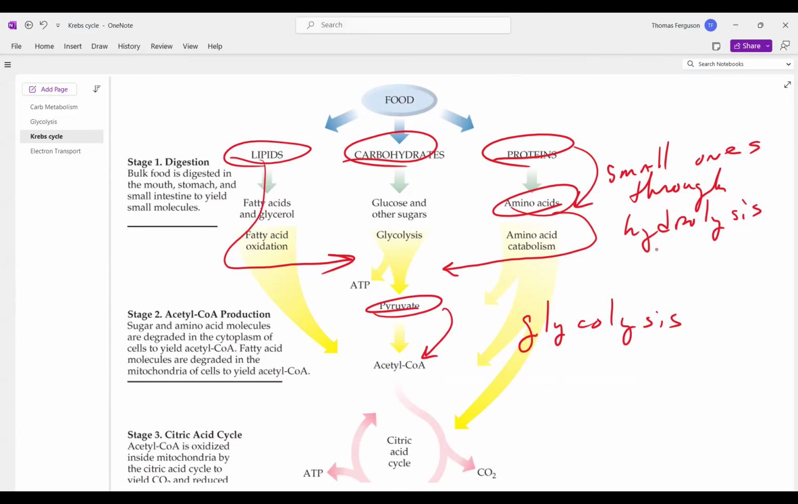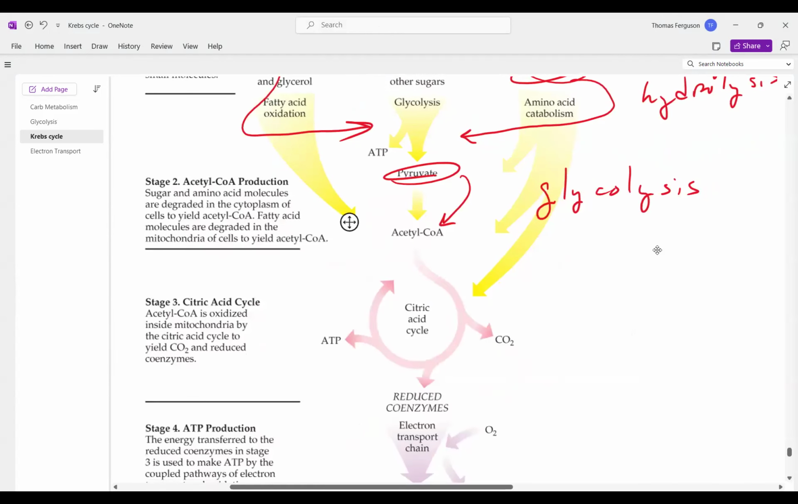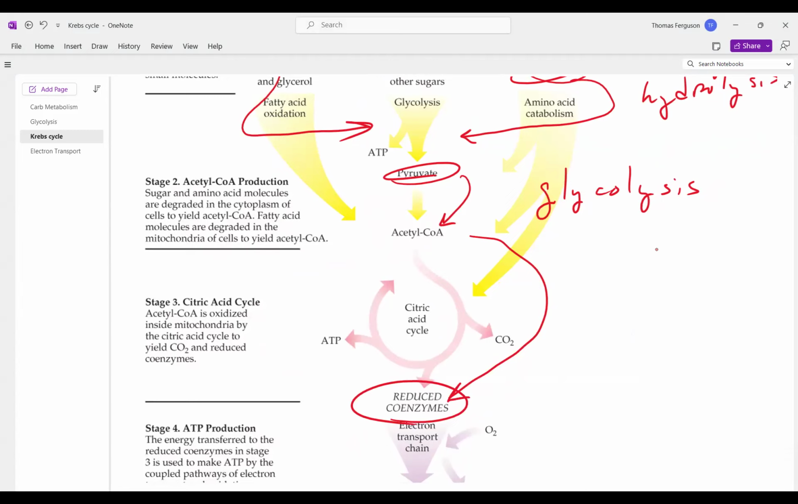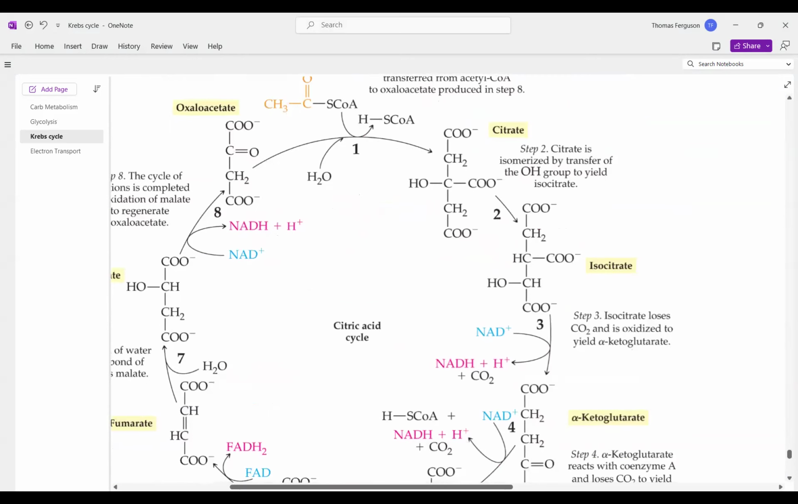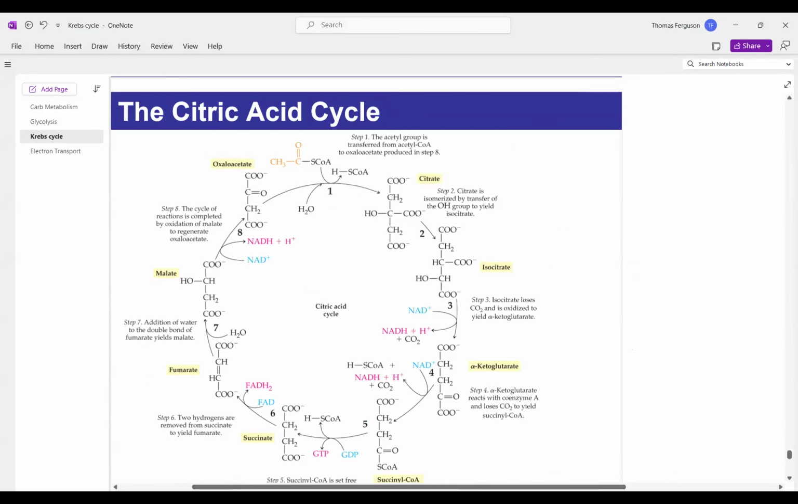Okay, so today now we're going to take acetyl-CoA to reduced coenzymes. Okay, and that is the NAD plus and the FAD plus, so that those can then be oxidized in producing ATP molecules. And this is where oxygen is required, by the way, because oxygen gets reduced to water. That's the only part where we need oxygen in this cycle here. All right. So this is the Krebs cycle.